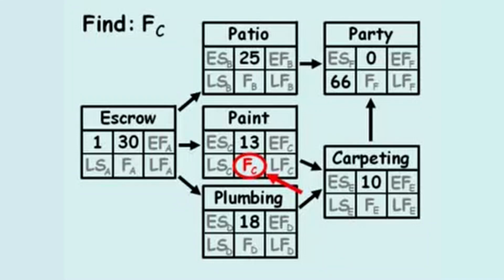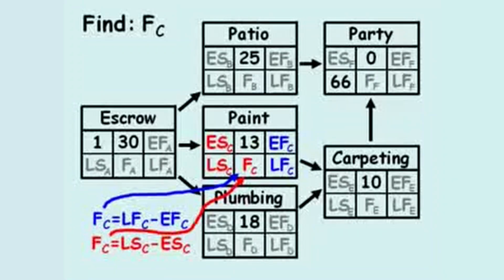The total float of an activity equals the late finish of an activity minus the early finish of that same activity, which is the same as the late start of an activity minus the early start of that same activity. So we need to determine either the early start and late start of activity C, or the early finish and late finish of activity C.